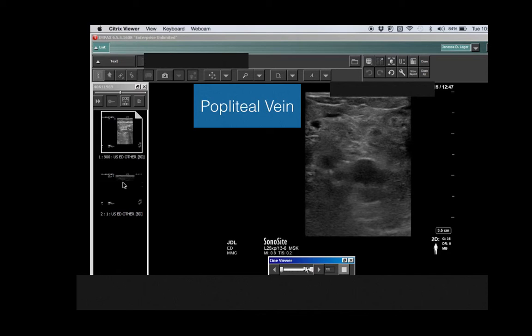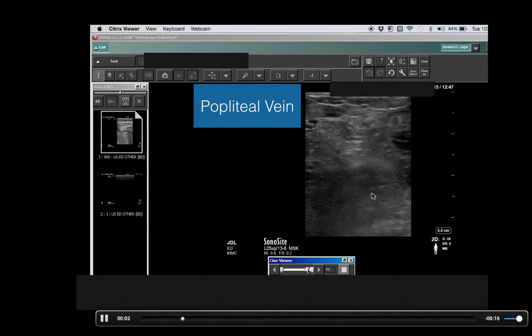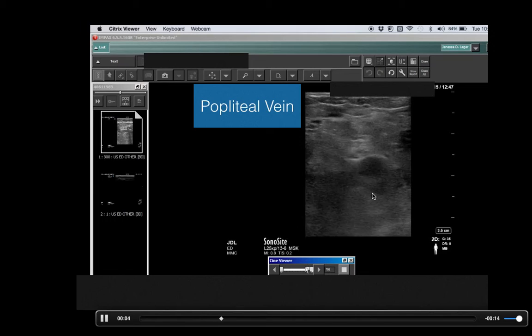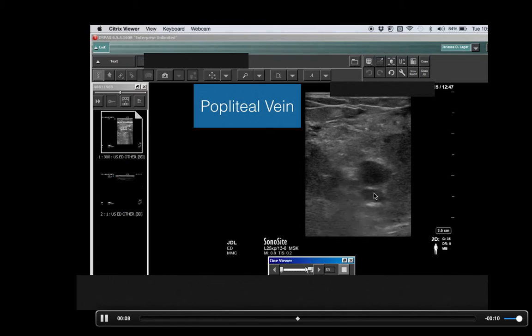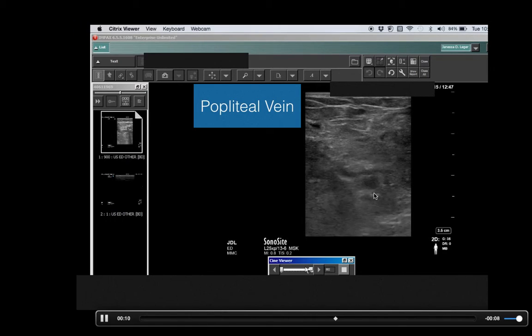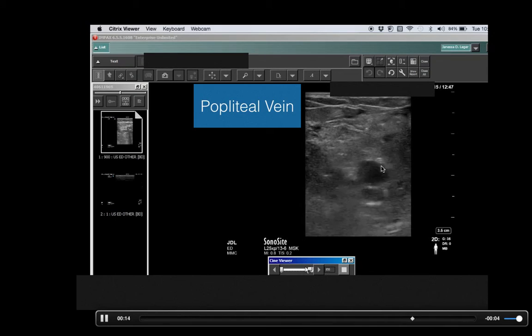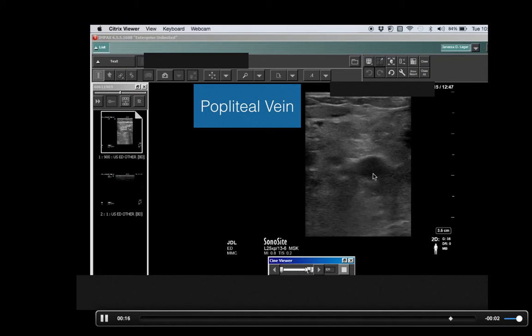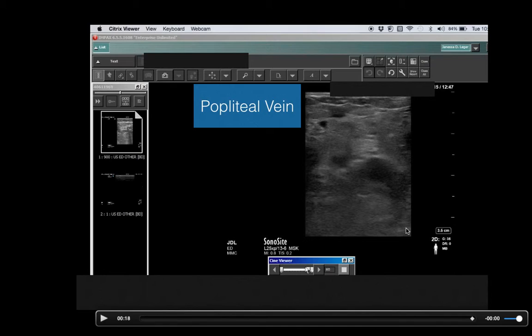And then you're going to scan distally behind the knee, and this is where you're going to look for the popliteal vein, which is going to be on top of the popliteal artery, the pop on top. So you can see here the vein is nice and compressible. And then you're going to scan down a little more distal and find the 3 vessels and make sure all of those compress.